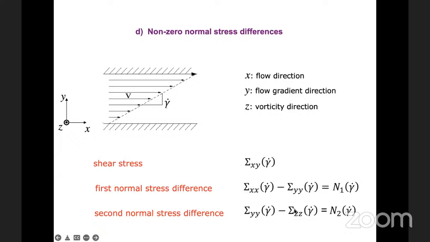Similarly, we can think of a second normal stress difference, which is sigma YY minus sigma ZZ. These are respectively denoted N1 and N2. The reason that we think of differences rather than absolute values is that there's also a pressure in here, but we're usually thinking about incompressible flow. So that pressure is just essentially a multiplier that adjusts itself to enforce incompressibility. So we're only interested in normal stress differences and not the absolute value of that pressure, typically.